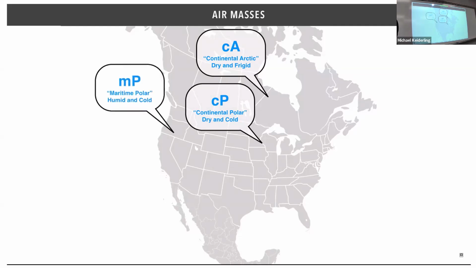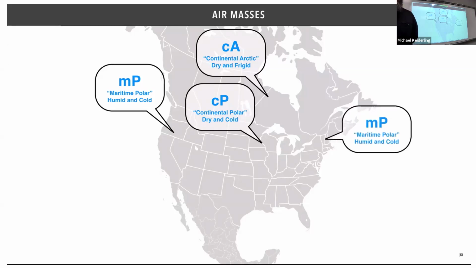We also have wet, cold air masses that affect the northwest portion of the United States. These are called mP, or maritime polar air masses. The word maritime tells you it formed over the ocean, making it a humid air mass, and of course polar refers to it being cold. We may also see maritime polar air masses moving onshore from the North Atlantic Ocean.